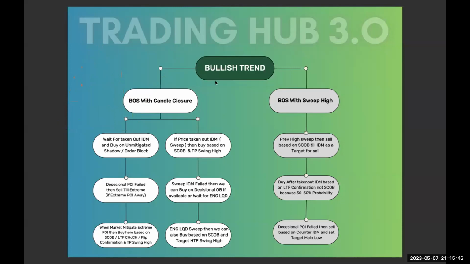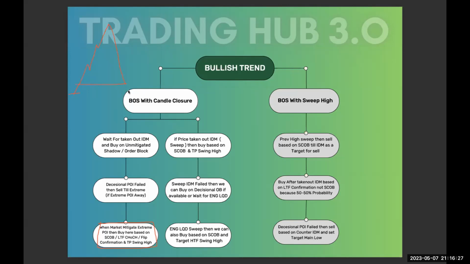So these are applicable in both scenarios, candle close and sweep of the inducement. And the final one, when price mitigates your extreme PoI and then you buy here based on single candle order block, lower time frame CHoCH and flip confirmation, and TP at the main swing high. That's it. Simple. When price taps on your extreme PoI after taking out the engineering liquidity, or you can say taps on your unmitigated extreme PoI, then you can buy or sell based on single candle order block, CHoCH, and flip. Everything is applicable, right? Like this.